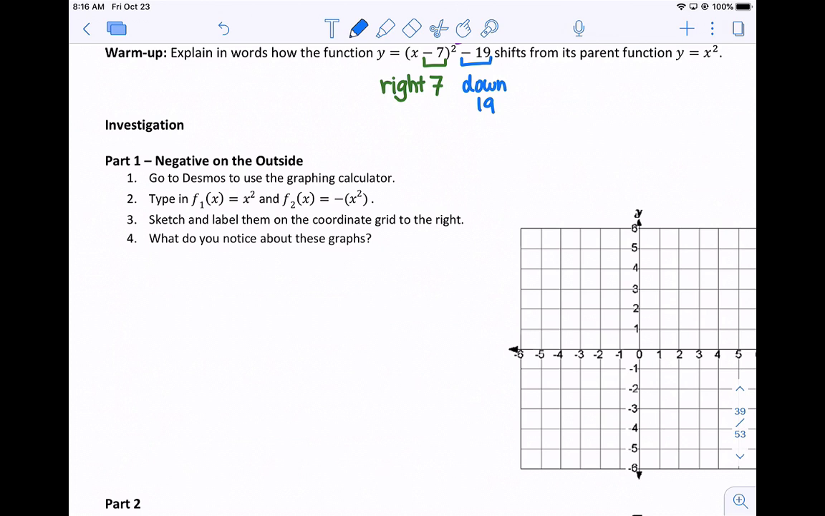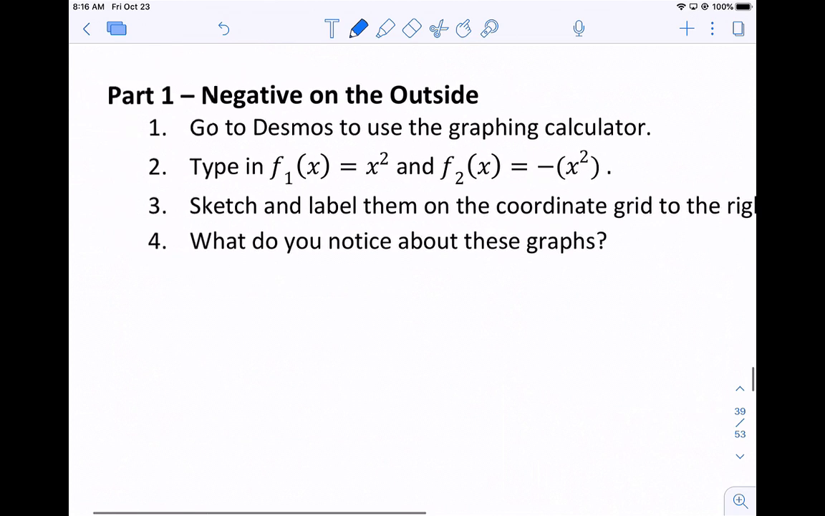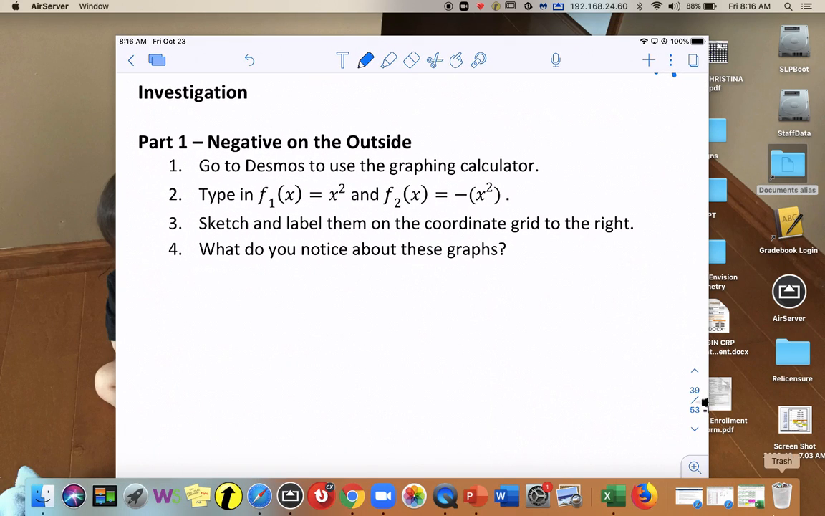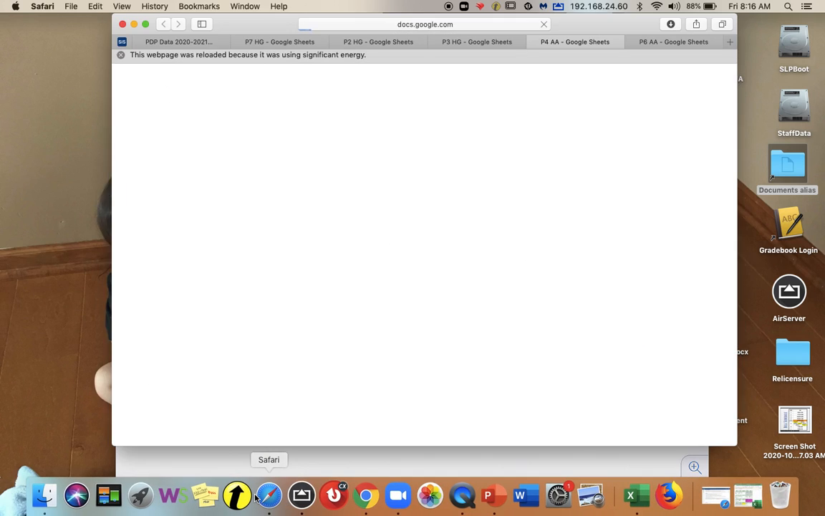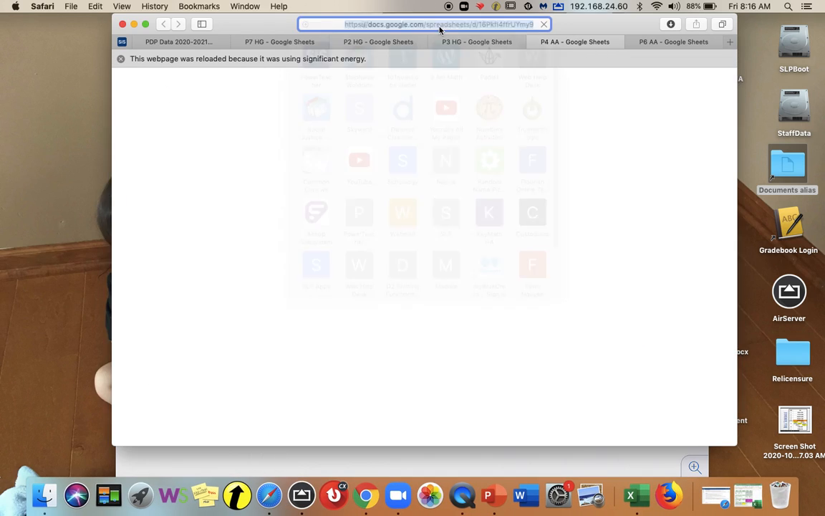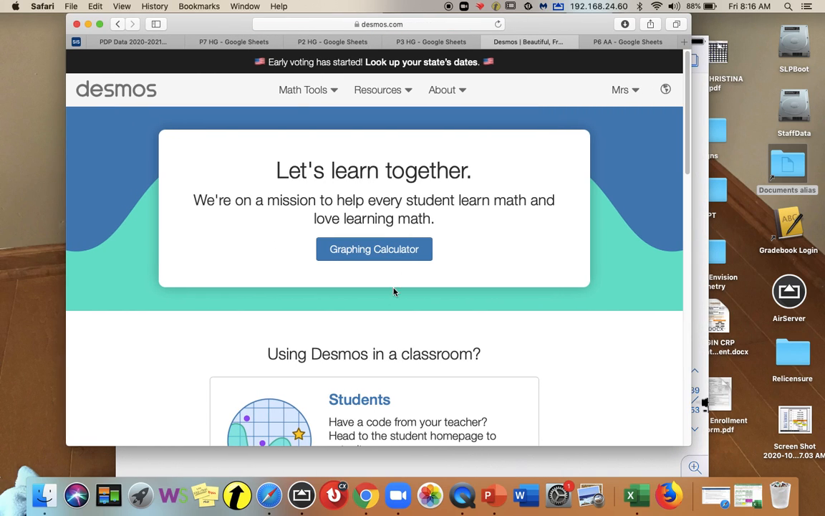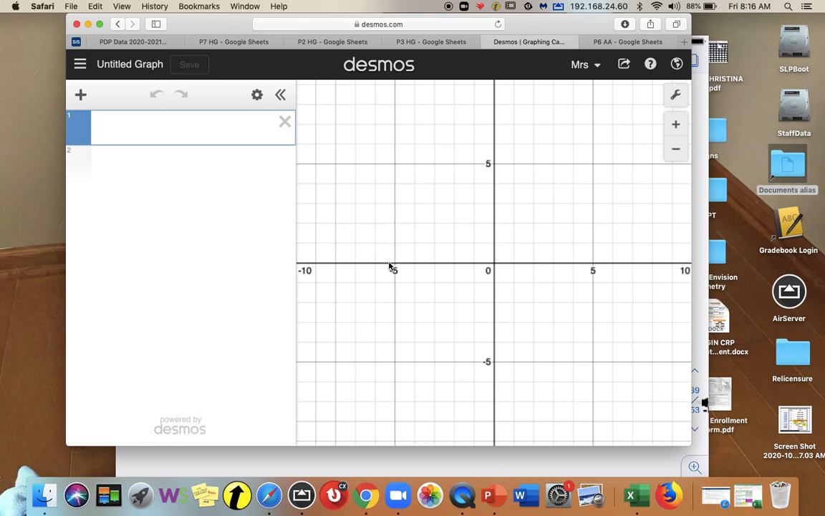So we're going to start with our parent function that we used yesterday, which is the quadratic, the x squared function. So if you forgot what it looks like, go to Desmos and type in f1 of x equals x squared. f1 of x just means our first graph, and that's all the little subscript right here means. So I'm going to go to Desmos. All right, so graphing calculator.